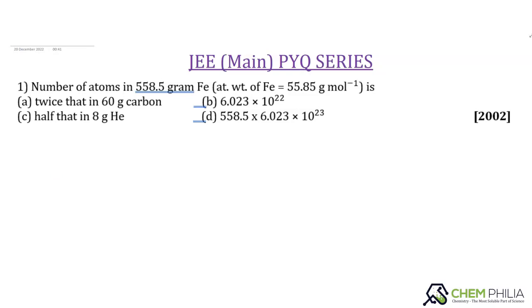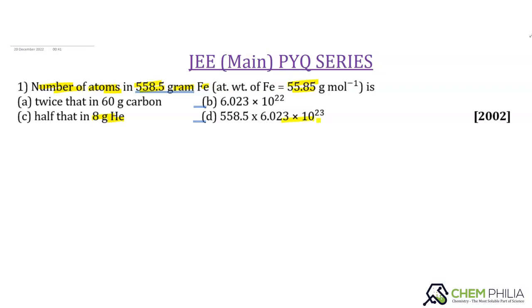So the first question is asking number of atoms in 558.5 gram of Fe, whose atomic weight is 55.85 gram per mole, and four options are given. Is it twice than that in 60 gram of carbon, or is it 6.023 into 10 to the power 22? Is it half that in 8 gram of helium, or is it 558.5 multiplied by Avogadro number?